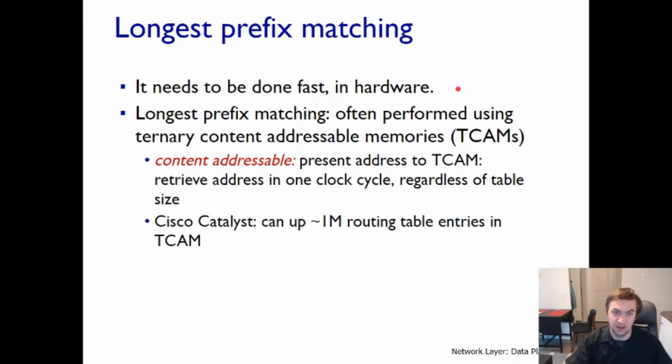Now, how does longest prefix matching work in practice? It needs to be done really fast. This isn't something that you can afford to even take milliseconds of time. It needs to be pretty much instantaneous. So longest prefix matching is often performed using ternary content addressable memories, or TCAMs. The idea here is that it's content addressable, which means you give an address to the TCAM, and within one clock cycle, no matter how big the table size is, you can immediately retrieve the address that you're looking for. One example is a Cisco Catalyst switch, which can look up 1 million routing table entries in its TCAM in a single clock cycle.